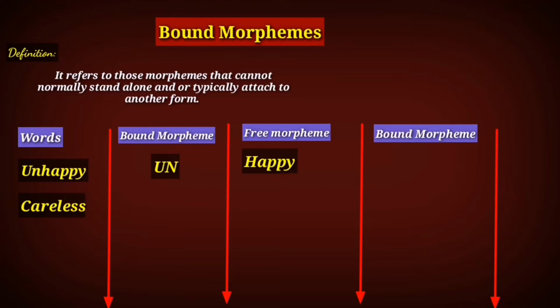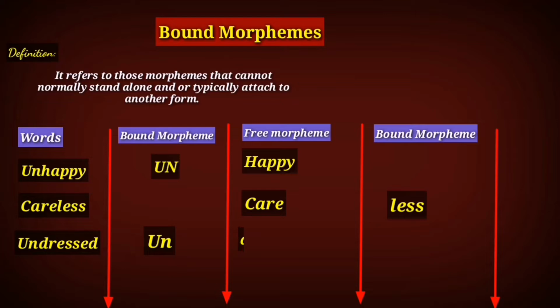The word careless also has two morphemes. Care is a free morpheme and is also called a stem, and less is a bound morpheme. The word undressed consists of three morphemes. The first one is un, which is bound, the second one is dress, which is a free morpheme, and the third one is ed, which is also a bound morpheme.